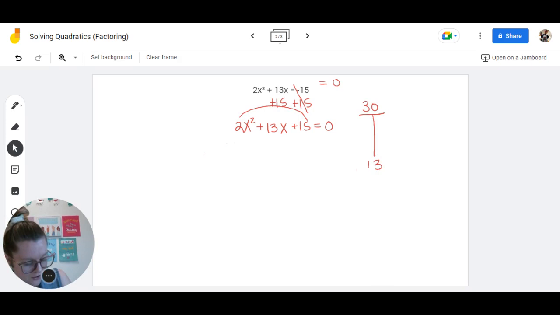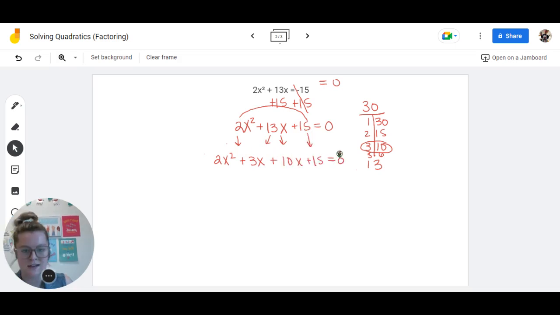So I'm doing factors of 30: 1 and 30, 2 and 15, 3 and 10, 5 and 6. So I'm looking for which ones add together to give me 13. I see that 3 and 10 will do that. My top is positive, my bottom is positive, so I know both of them also have to be positive. All right, here we go. So bring down your first term, 2x squared. Split up that middle term into what you circled, so plus 3x plus 10x, and then bring down the last one, plus 15, all set equal to 0.